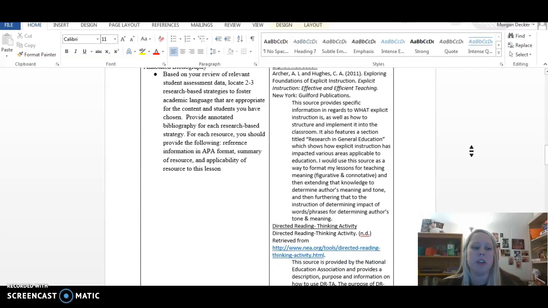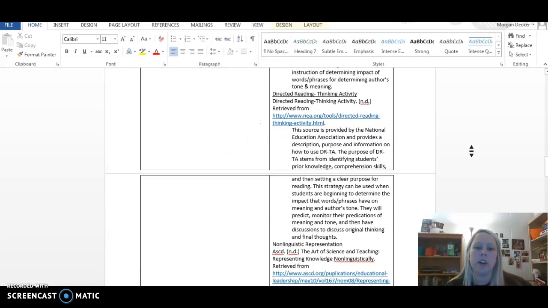For the annotated bibliography, I included explicit instruction, which is really extending the knowledge that students already have and connecting that to the current skills that we're learning. So, figurative language, a lot of kids already know about similes and metaphors, and they already have the background knowledge of Romeo and Juliet, where we've talked about what's going on and looked at these different literary phrases, and so being able to apply that is what that's talking about.